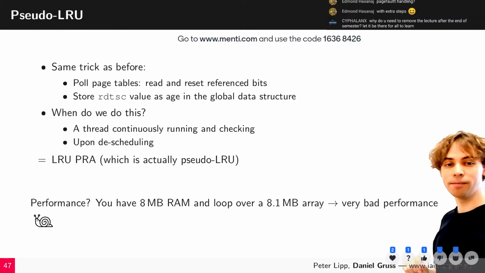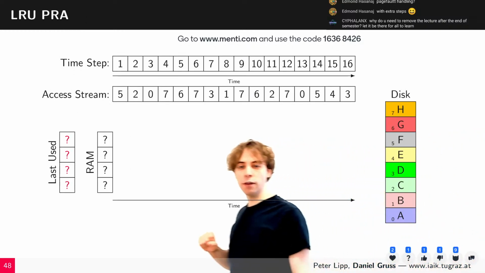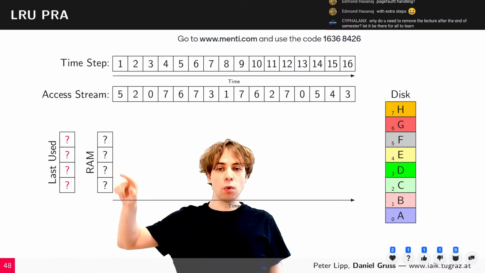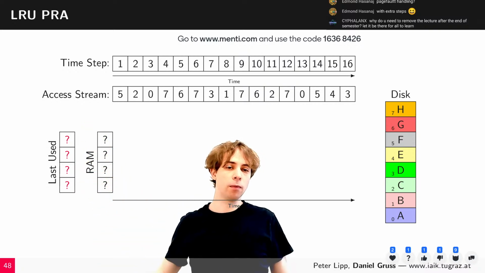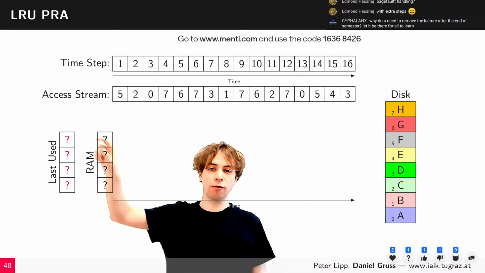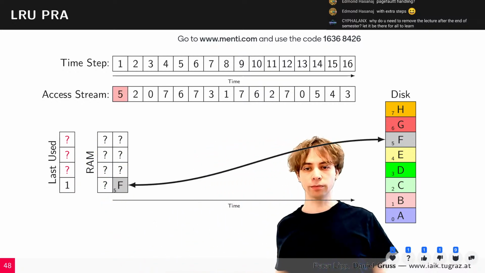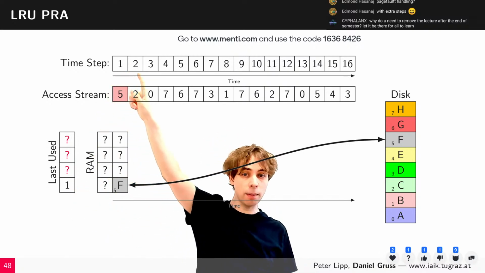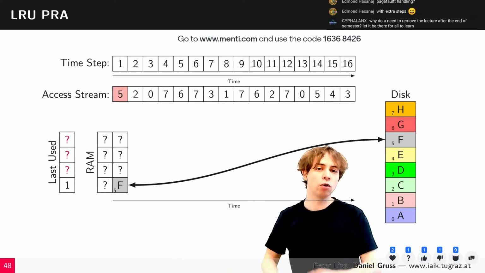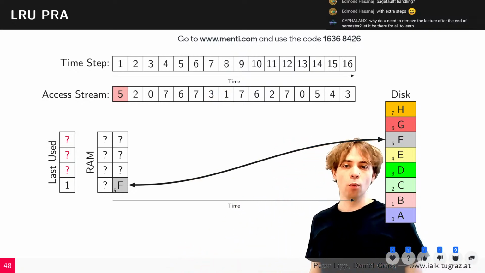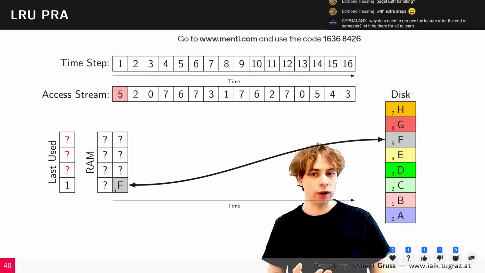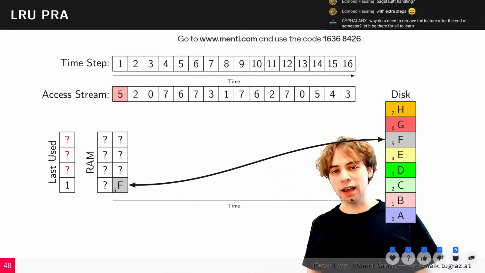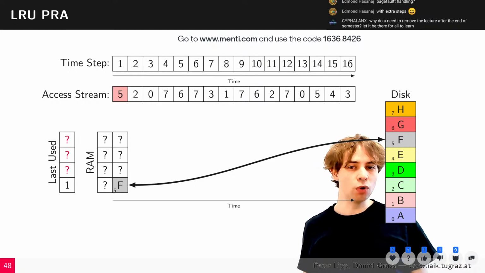And that's pretty bad. Let's take a look at the performance of LRU in exactly the same example as before. In the beginning, we don't know what's in the RAM, and also we don't know when it was last used. So we assume that we just fill it up from the bottom, and we start here. This was used in time step 1. So I'm taking the time step here as the value for RDTSC, but you could use any time value basically. What I wouldn't recommend is using something that is so coarse-grained that there is no difference anymore between different threads. So something like the scheduler ticks might be a bit too coarse-grained.